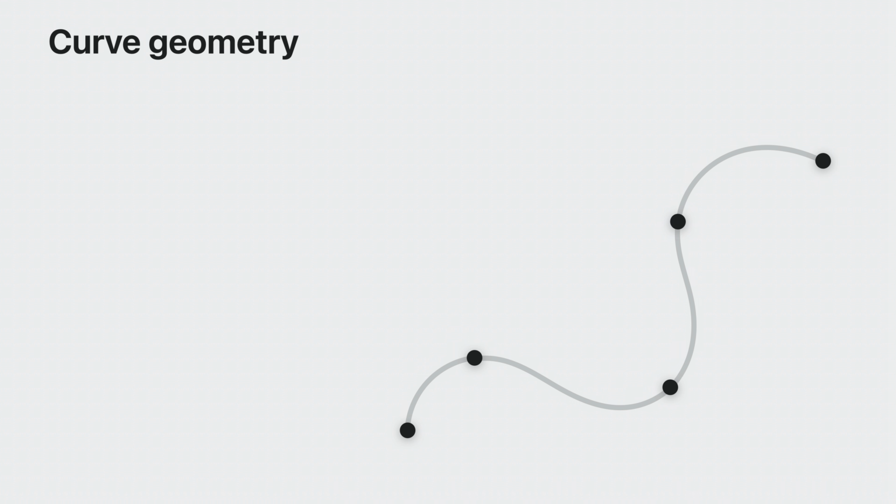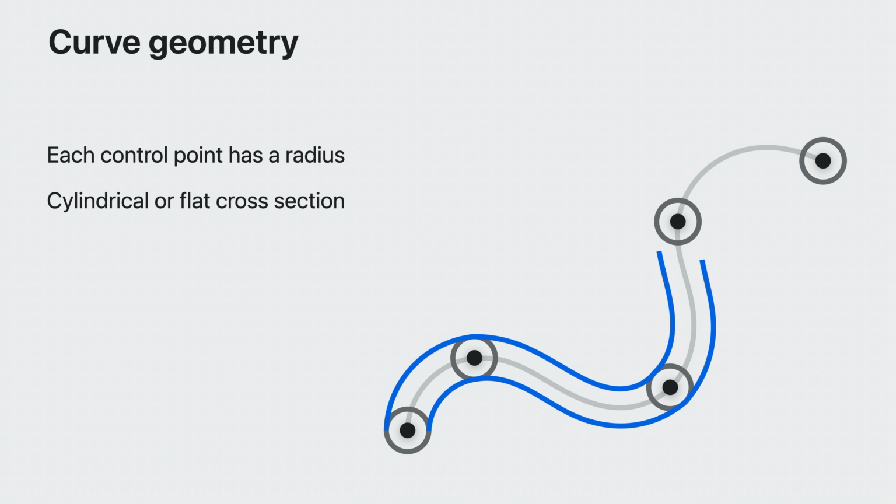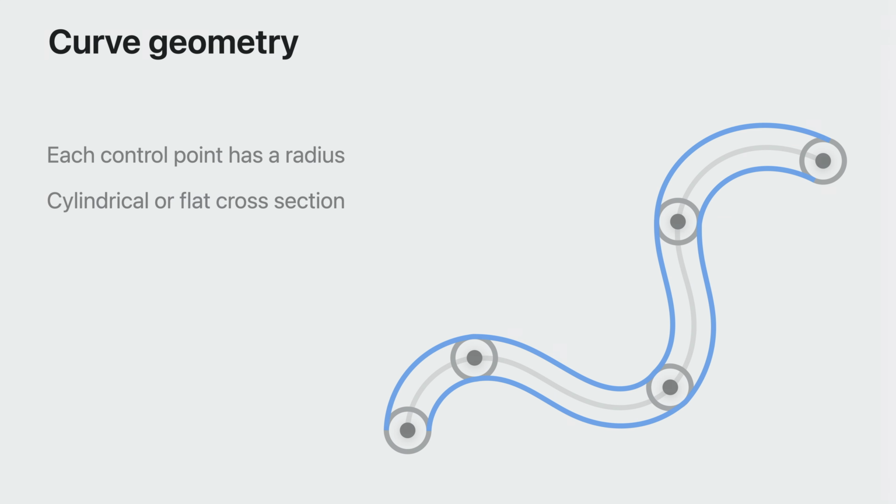So far, the curves I've described have been abstract mathematical objects. In order to render them, they need to have some kind of 3D shape. Each control point also has a radius, which is interpolated along the length of the curve. By default, curves are rendered with a 3D cylindrical cross-section. This is great for curves that will be seen from close-up. For curves that will only be seen from far away, Metal also supports flat curves. This can improve performance whenever you don't need full 3D geometry.